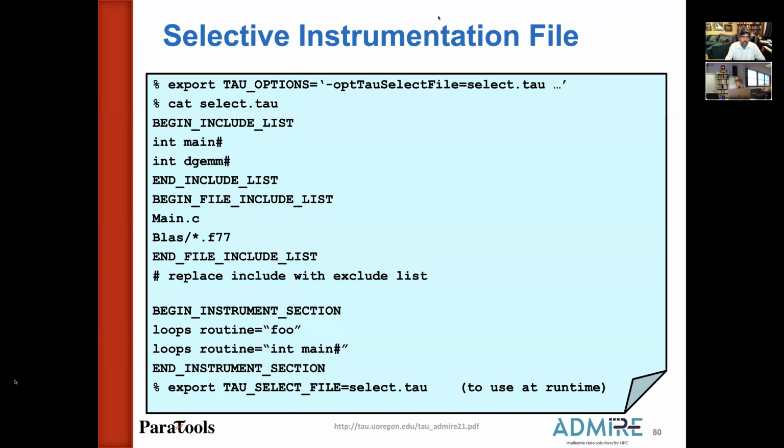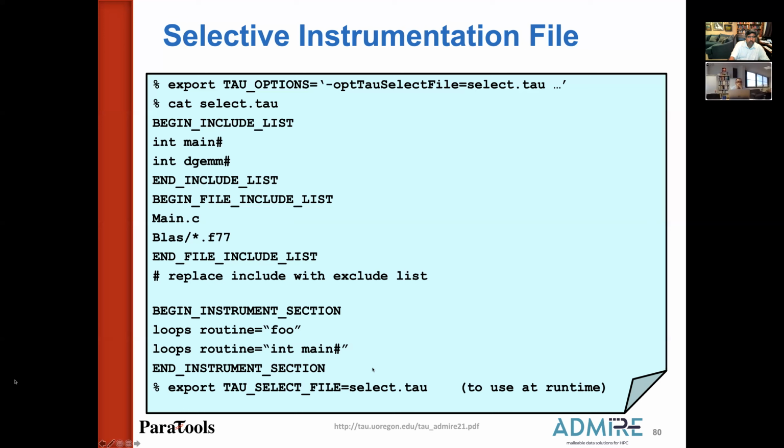You can also specify in the tau options, optional parameters, like here is how you create a filter file or a selective instrumentation file. In the selective instrumentation file, you can specify the include list for functions or files. A hash in the name of a function can match a wildcard. So here you'll match a function called int dgem56.